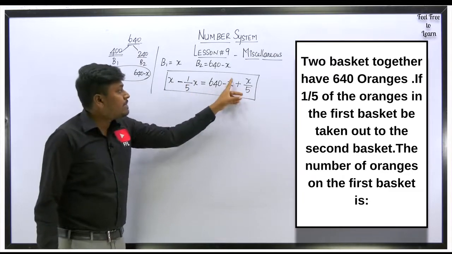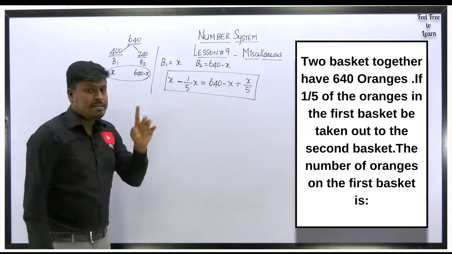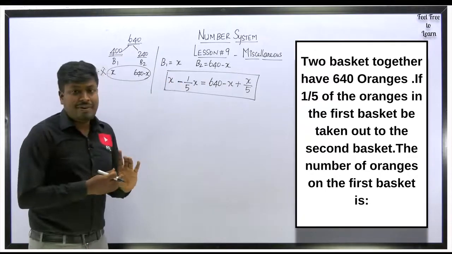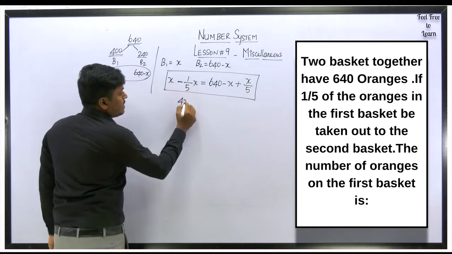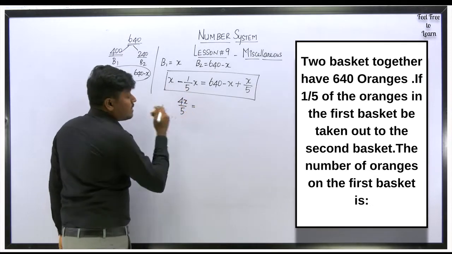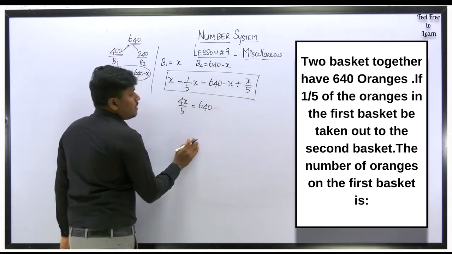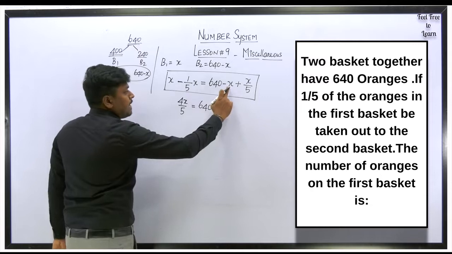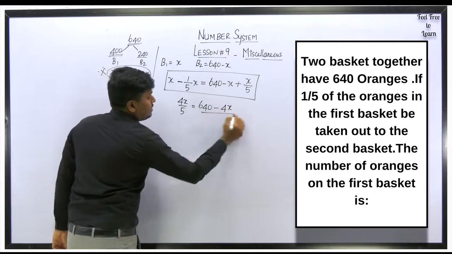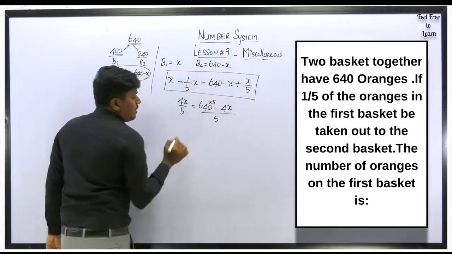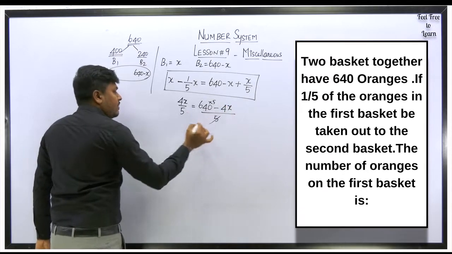So 640 minus x will be the total number of oranges in bag 2, and x will be the total number of oranges in bag 1. So now let me find the value of x. So 5x minus x will be 4x. So 4x by 5 is equal to, so similarly 640 minus x minus 5x plus will be minus 4x, divided by 5. So you need to multiply 5 here. Got it? So now let me bring 4x, or we can cancel 5 and 5 here.